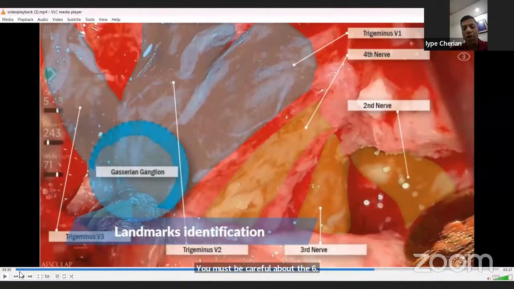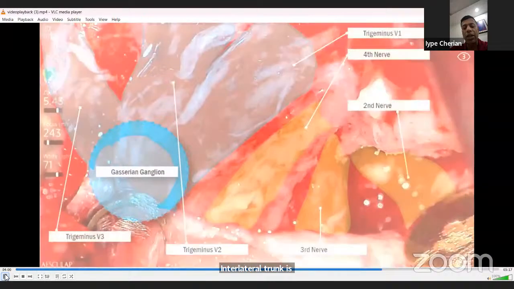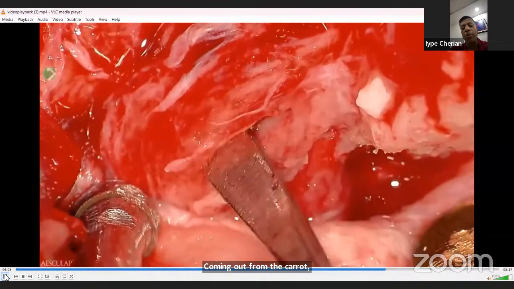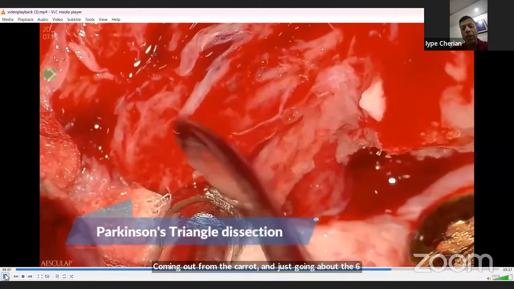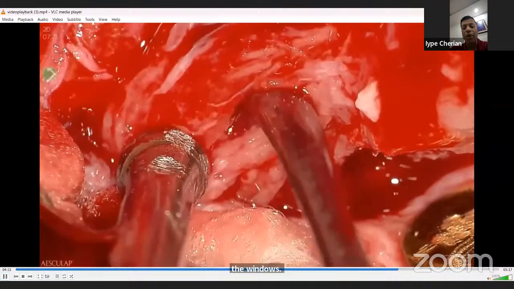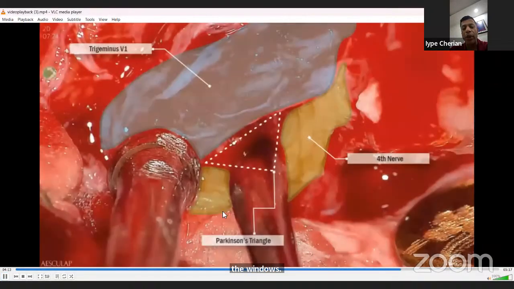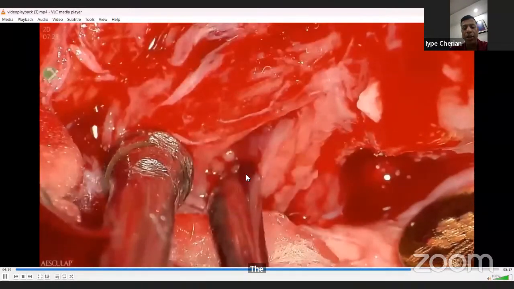The inferolateral trunk is coming out from the carotid and just going above the sixth nerve. So you must be careful about that. So I'm opening the windows. People tell me that you can have cranial nerve palsy, but unless you bipolar the cranial nerves here, it is very, very difficult to have lasting cranial nerve palsy.